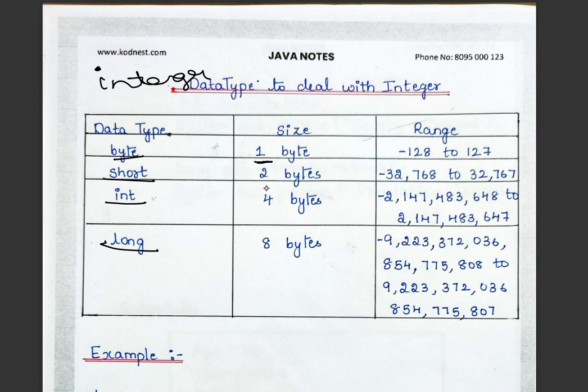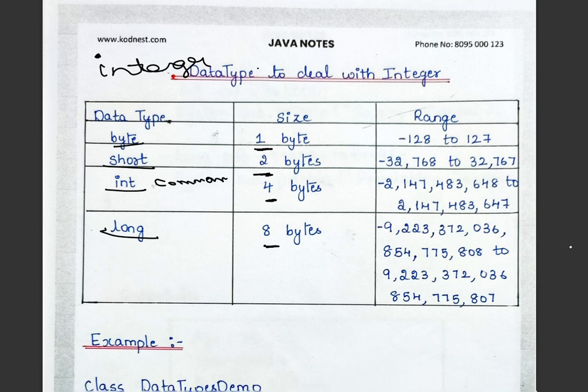And short is 2 bytes. If the memory needed is a little more than byte, we use short. Next, int is the most commonly used and it contains 4 bytes. And next, long is 8 bytes. If we have a larger number to store that needs more memory, we use long.